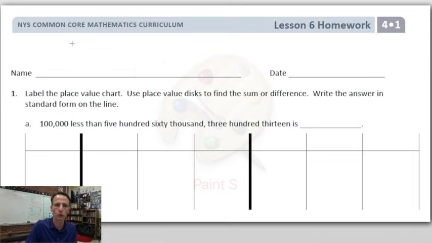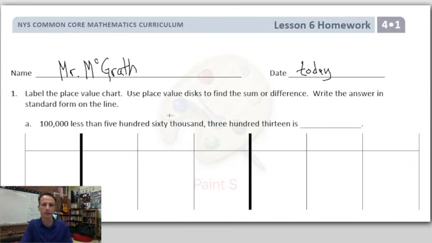Here we go. We are on lesson 6 of module 1. We'll start by putting our name at the top of the paper. It's good practice when you hand this in. Teacher knows whose it's from. And put today's date. I'm going to write today. You write the actual date.